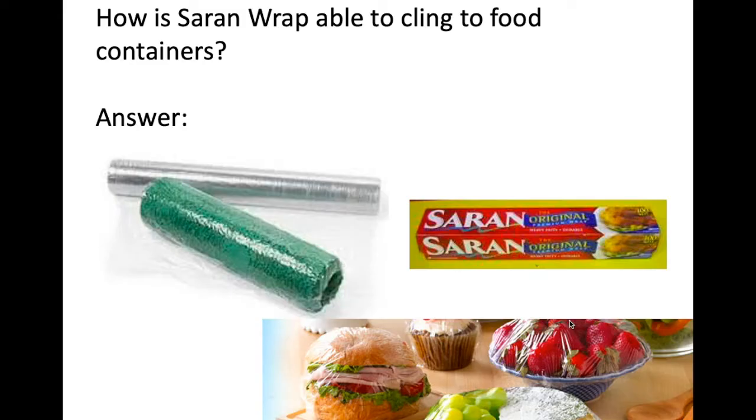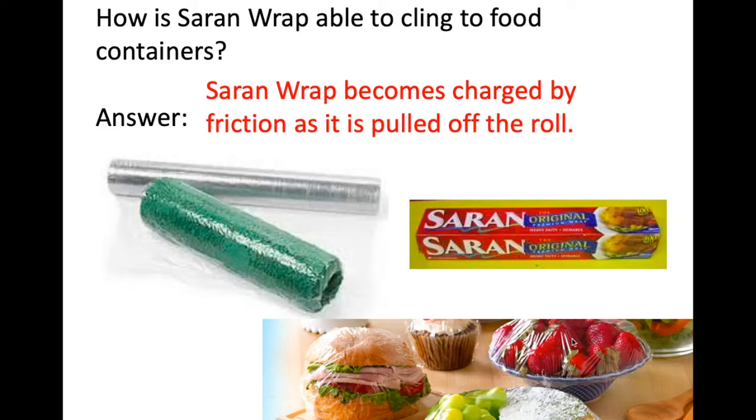Well, here's the thing. It's friction. So as you are pulling it out of the box, the roll inside is going round and round and round in circles. And as it rubs against the other layers on the roll and against that box, it becomes statically charged because of the friction, because they're rubbing together.